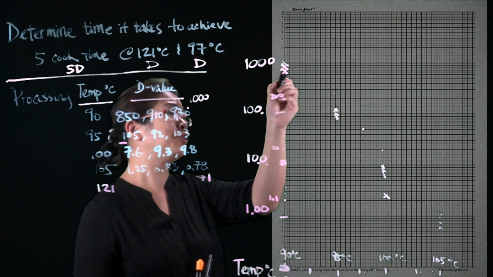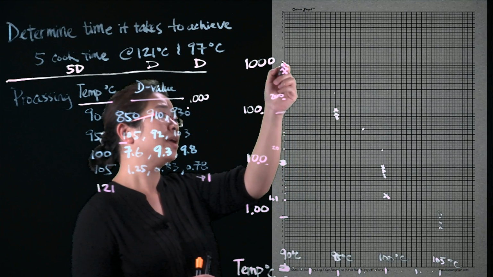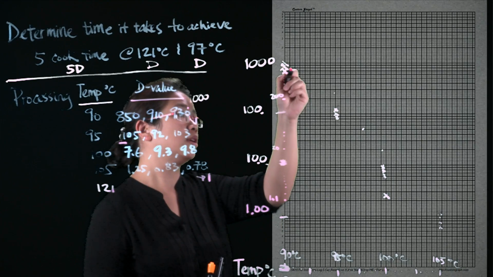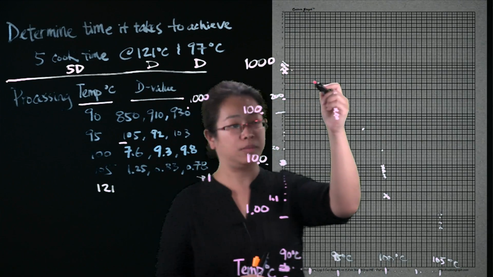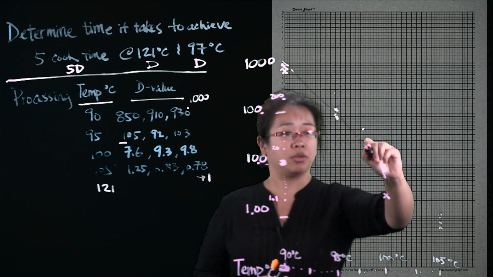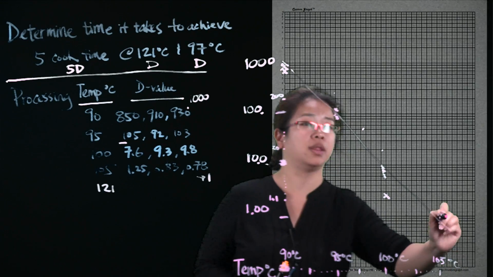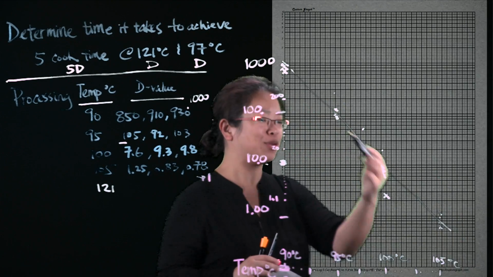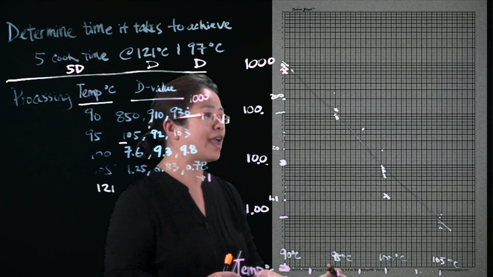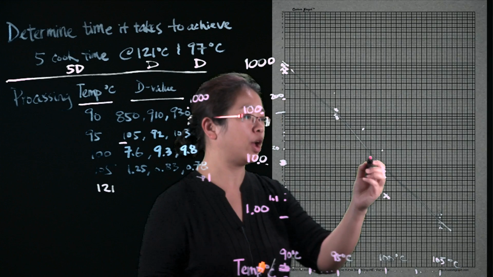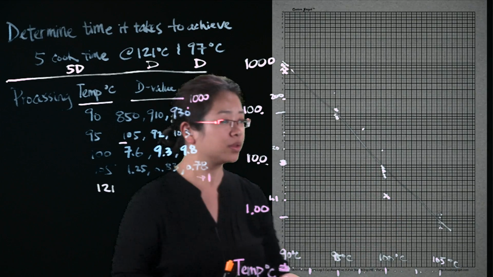I don't have a ruler here. Use your ruler at home or use Excel. That will be the most accurate. Try to draw your best fit line. Let me do my best here. Oh, this is not even straight, but you get the idea. It should be a straight line. It's going to be a linear curve, and looking at the linear curve will help us get the Z value.